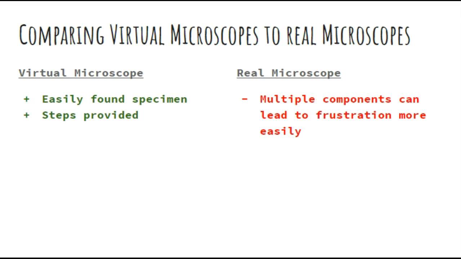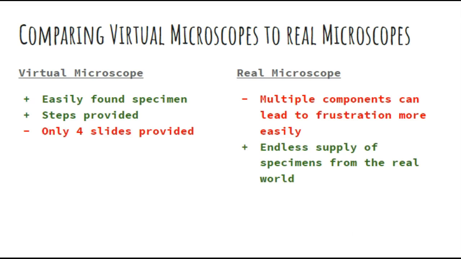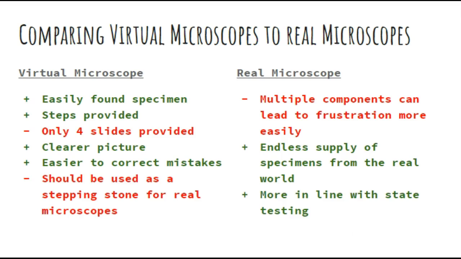On the other hand, real microscopes have an essentially endless supply of specimens and are so much more versatile than the limited 4 slides available on the virtual one. The virtual scope provides a clearer picture and a greater acceptance of and chance to correct mistakes. Lastly, it is important to note that the virtual microscope does not stand well on its own. Due to the need for students to use a microscope on the state assessment, it is advised that the virtual microscope be used as a stepping stone to teach students the use of the microscope to then move forward in a more friendly way with a real microscope.